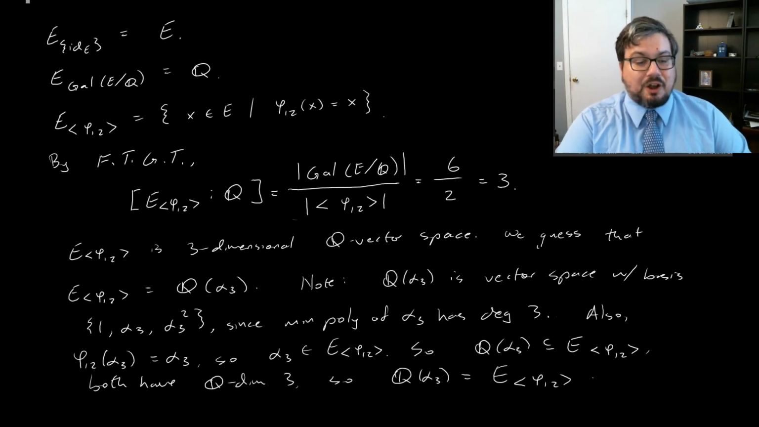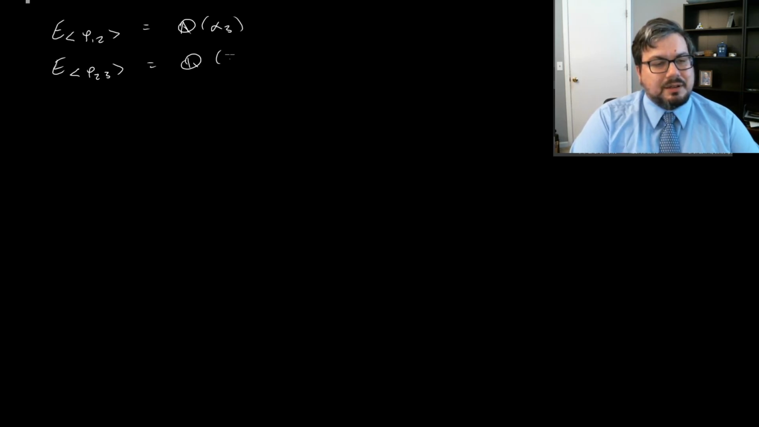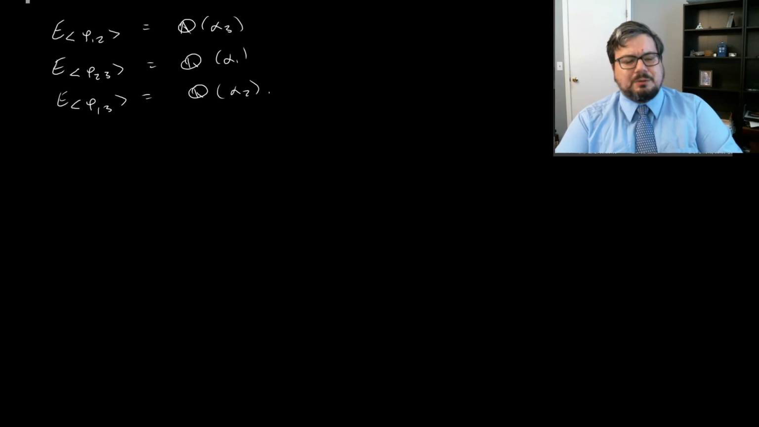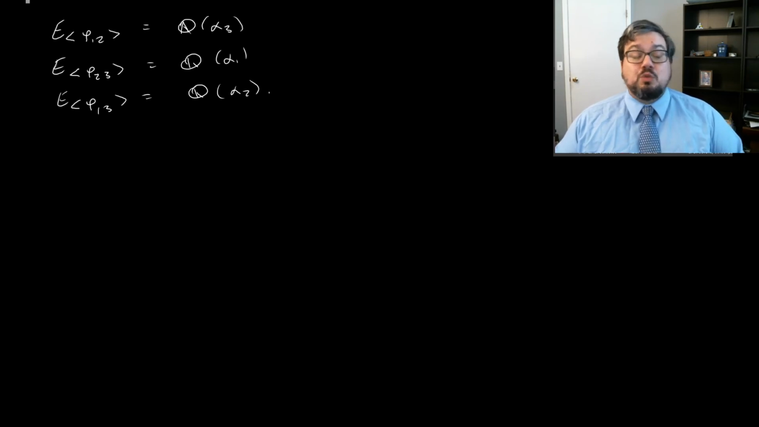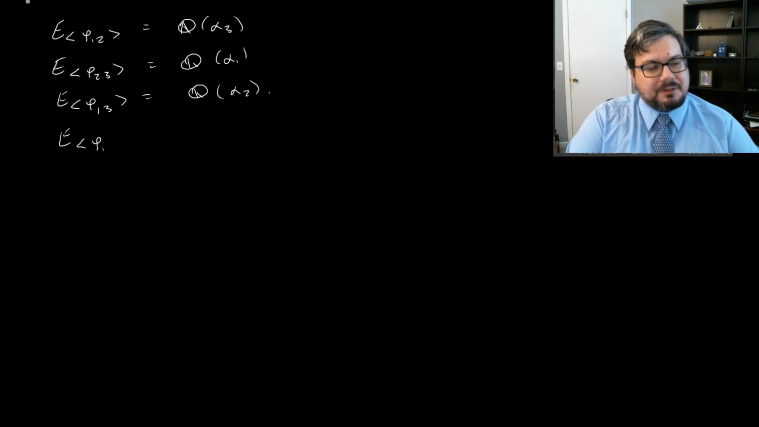By completely symmetric arguments, just changing the roles of 1, 2, and 3, we can get that the fixed field of phi 1,2 is equal to Q(alpha 3). The fixed field of phi 2,3 is equal to Q(alpha 1). And the fixed field of phi 1,3 is equal to Q(alpha 2), the smallest field containing Q and alpha 2. So there's one more subgroup that we need to find the fixed field for. We need to find the fixed field of phi 1,2,3.